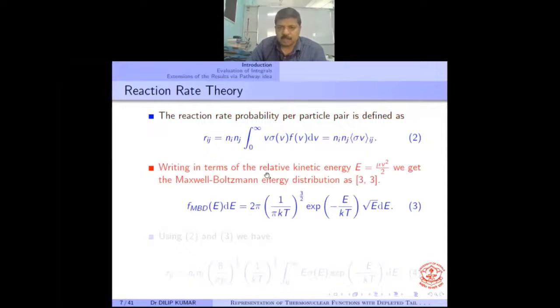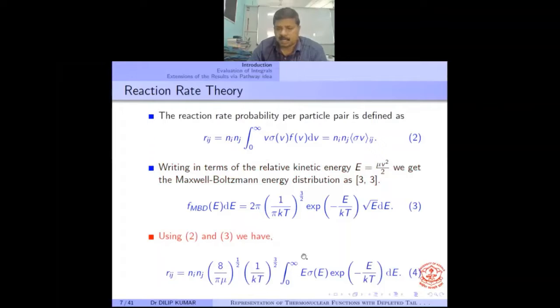Usually it is assumed that the velocity distribution followed is Maxwell-Boltzmann, by assuming that there is a thermodynamic equilibrium. So when the Maxwell-Boltzmann distribution is substituted here in equation 2, what we get is equation 4.